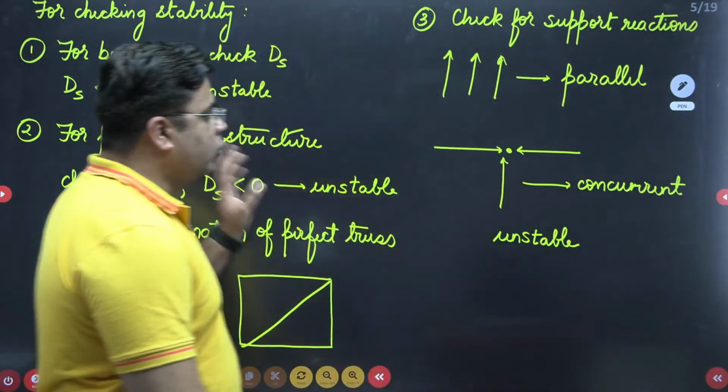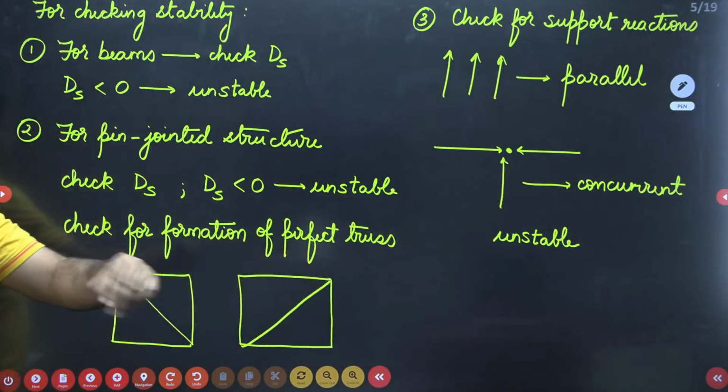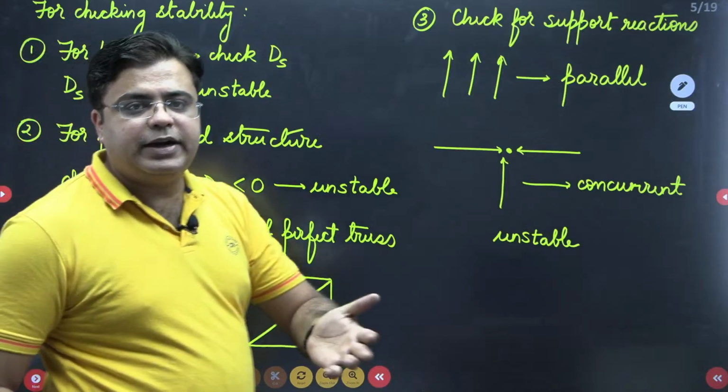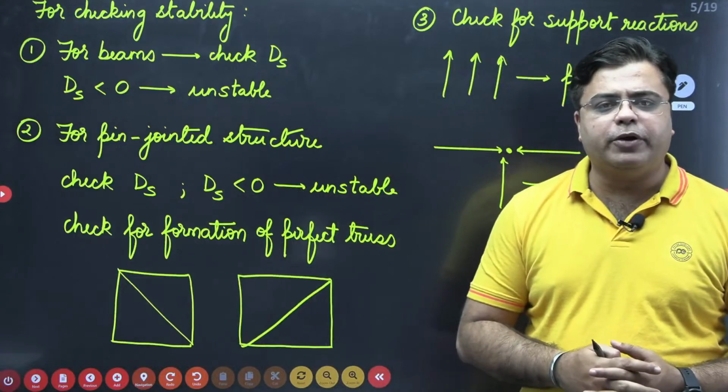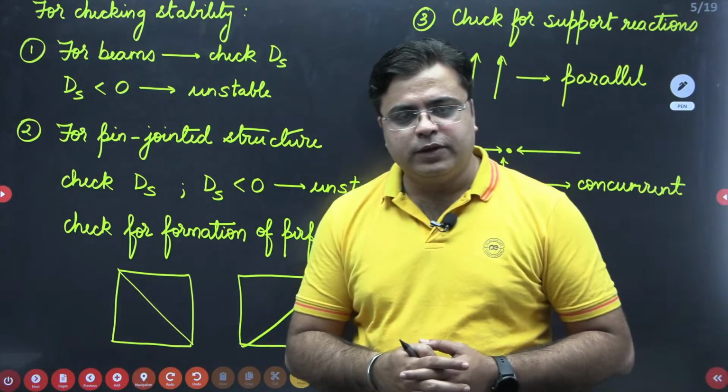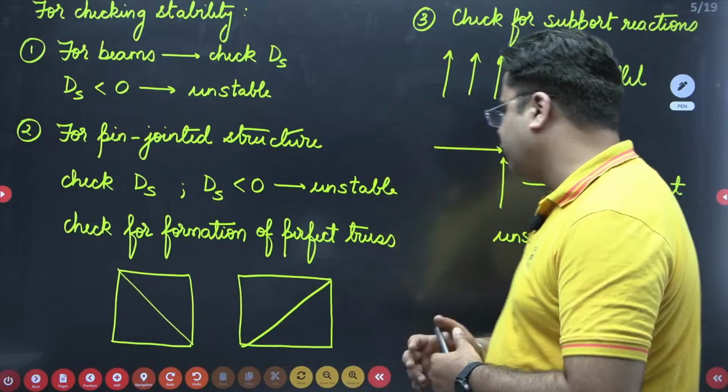So right now in the board, all the details are given to you with respect to check the stability or instability of the structure, right? So you can just follow these 2-3 points in order to check for the stability. I hope you have understood the solution. Let's move on to the next question.